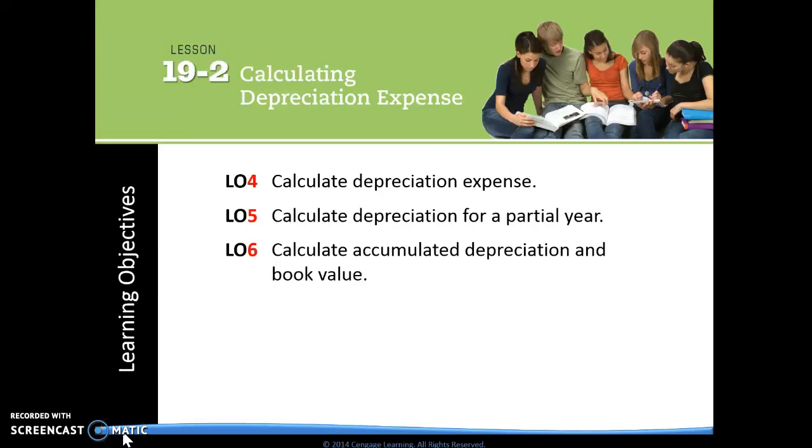19.2 is talking about calculating depreciation expense. So we have 3 learning objectives. You need to be able to calculate depreciation expense. You need to be able to calculate depreciation for a partial year, and then calculate accumulated depreciation and book value.